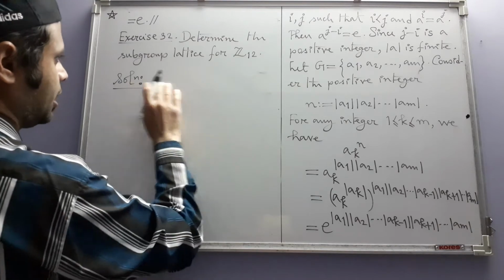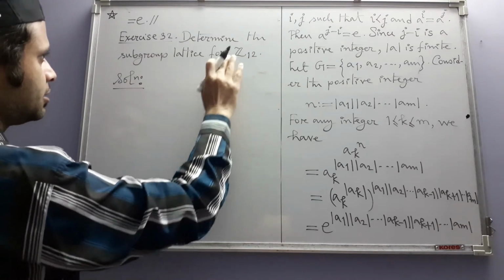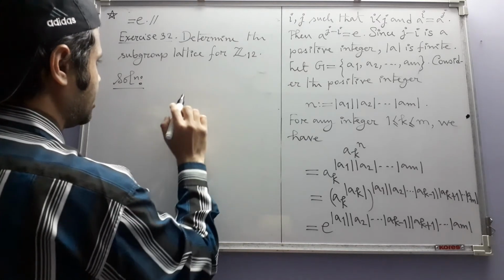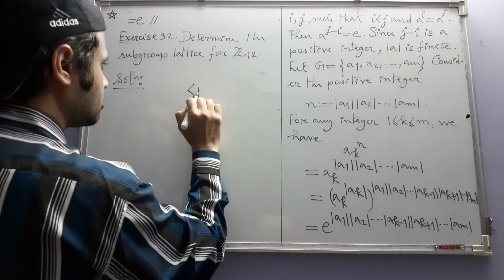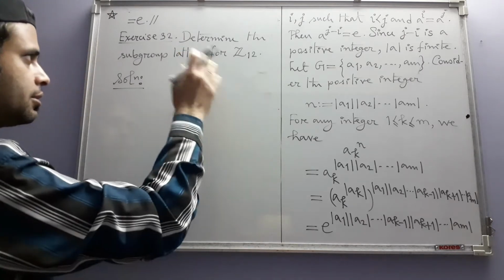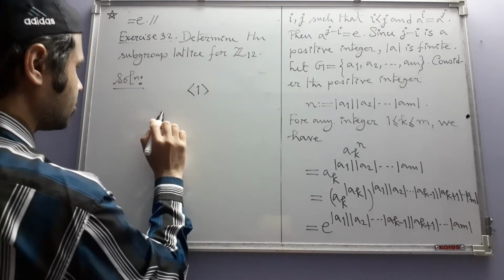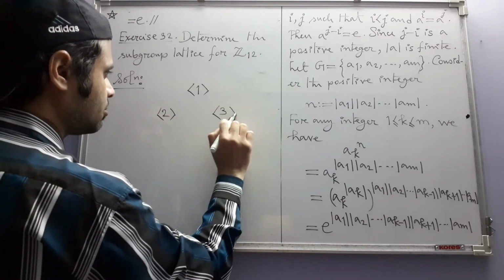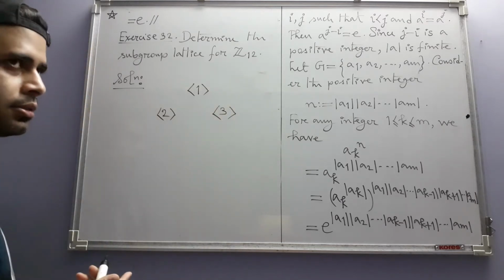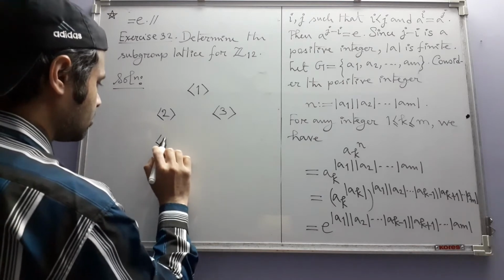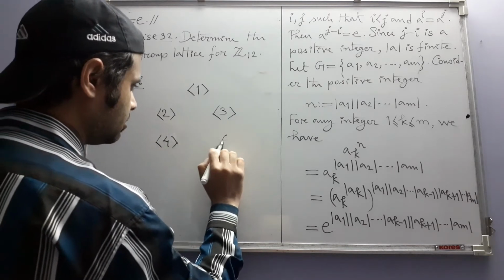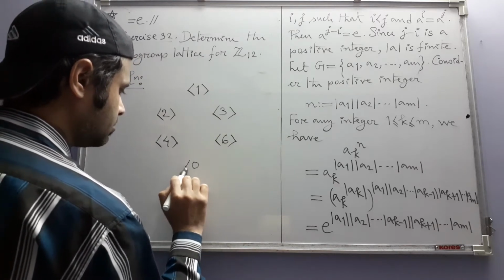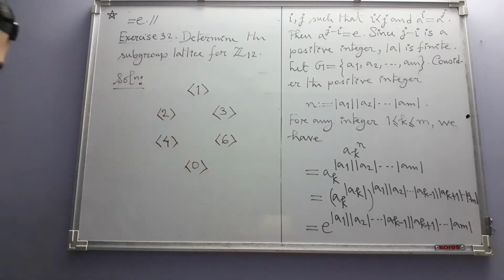Without writing, you can write one line here. The subgroup lattice for C12 is as follows. I am not writing that. So the largest one is the group itself. And then we have the cyclic subgroups generated by 2 and 3, and then the ones generated by 4 and 6. And lastly, the trivial group.